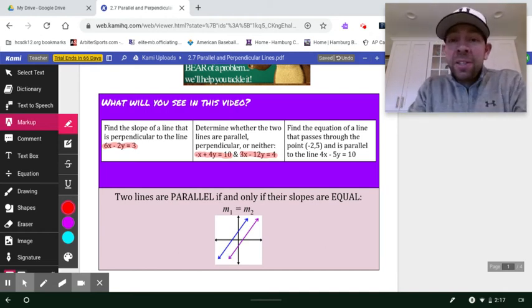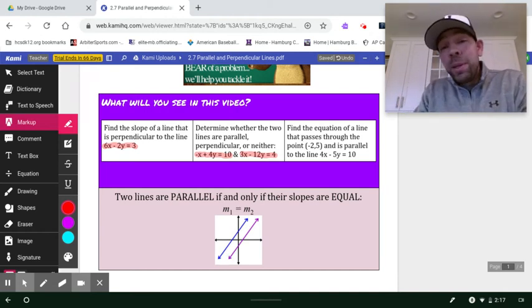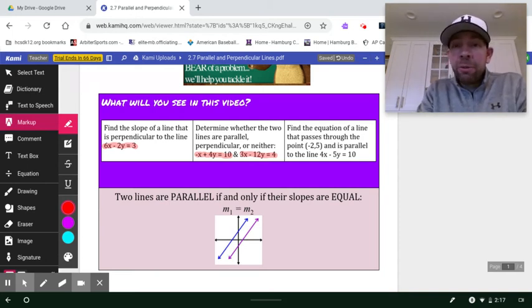And last but not least, we're going to try to write the equation of a line, which builds real nicely onto our previous lesson, 6, if you're following through on the playlist here. And we want that line to pass through this point, and we want it to be parallel to this equation right here. So we've got our hands full tonight, no doubt.